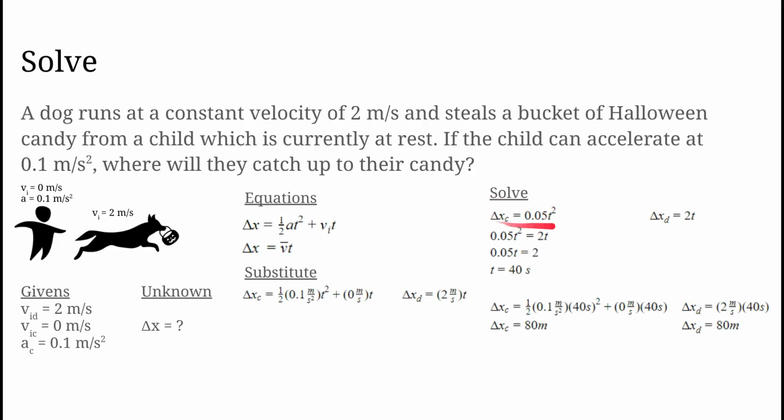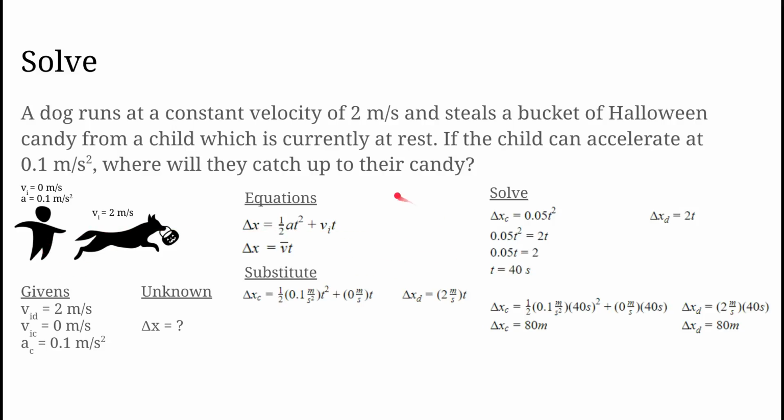Now that we have these two equations, we can remember what I said with the diagram, which is that the displacement of the child and the displacement of the dog when they catch up to each other is the same. So we can set these two equations equal to one another, which allows us to solve for the last variable that we don't know, which is time. We can divide both sides by t, and then divide both sides by 0.5 and get that it will take 40 seconds for the child to catch up to the dog.